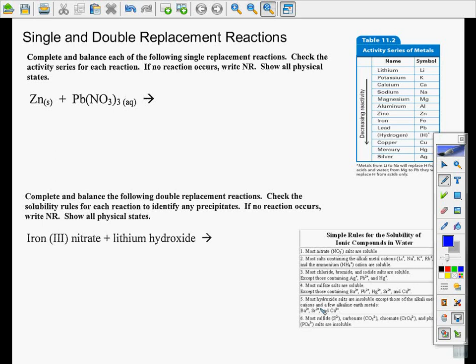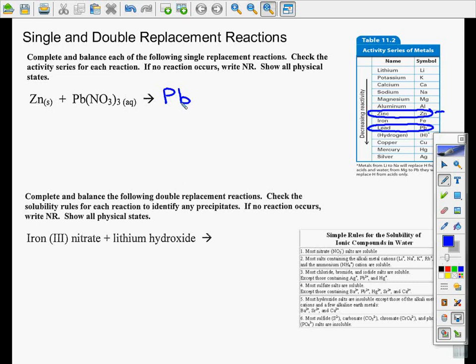Now the first thing I want to look for to see if this reaction really occurs. So first thing I want to do is go over and identify where zinc and lead are on the activity series. Zinc we'll find here and lead we'll find here. Since zinc is above the lead, it will in fact replace lead in a compound. So when I rewrite this, it replaces the lead.